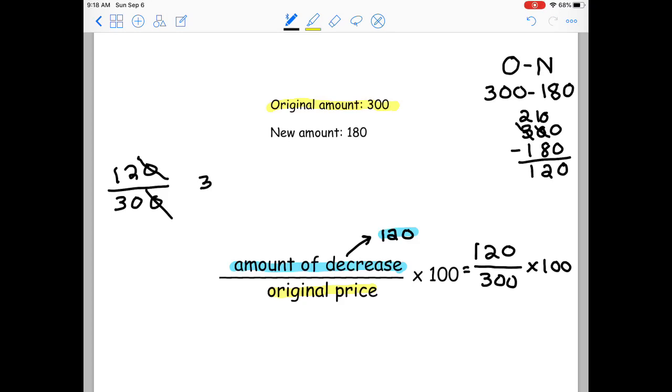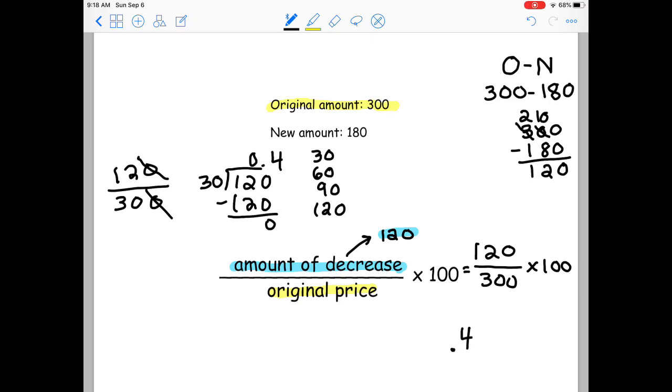So let's see, how many times can 30 go into 12? Well, it can't, so I need to add a decimal and a 0. Well, how many times can 30 go into 120? Let's see. We have 30, 60, 90, 120. So it can go in 1, 2, 3, 4 times. 4 times 30 is 120. We get a remainder of 0. So I have 0.4, however you'd like to write it.